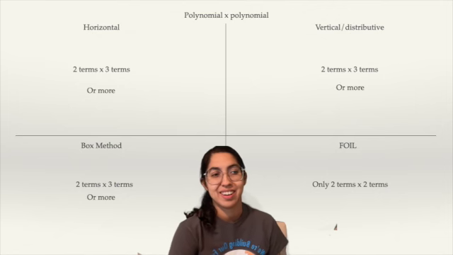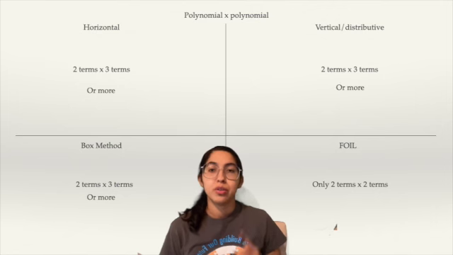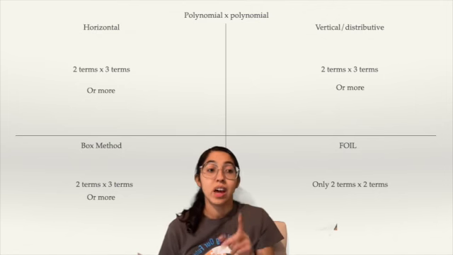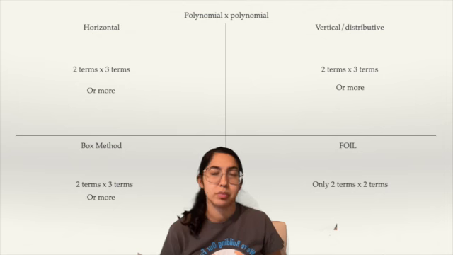Let's get started. Also, before I forget, FOIL really only works for 2 terms by 2 terms. The other methods all work for 2 terms by 2 terms, but they're more used for 2 terms by 3 terms or more. So just be careful with that.